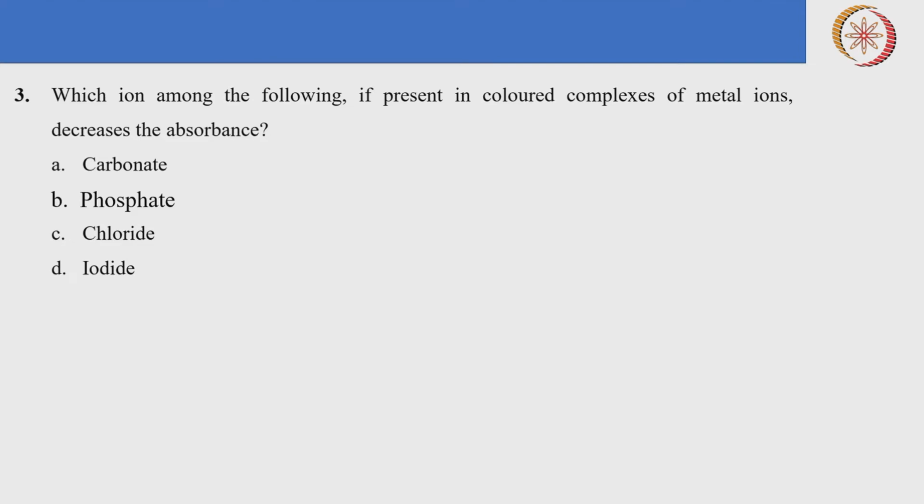Which one among the following, if present in a color complex of a metal ion, decreases the absorbance? If you have watched the lecture, then you can easily answer this.